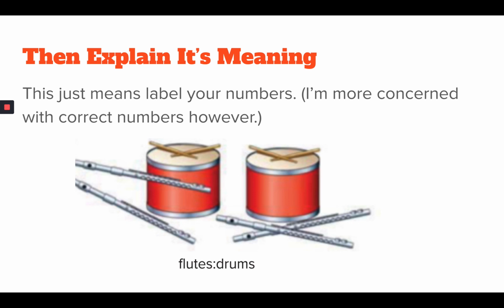So on question number 1, it asks you the ratio of flutes to drums. So you could write 4 flutes to 2 drums. They're looking for the labels when they say explain its meaning. You literally write 4 flutes, the word two, drums. And again, that would reduce by 2 to 2 flutes to 1 drum. If you don't get the labeling right, I'm not super concerned. What I'm looking for is numbers.